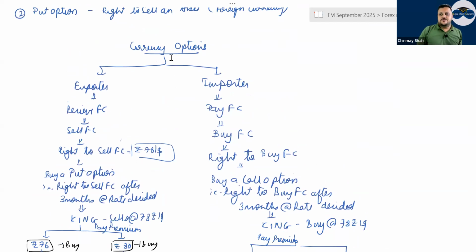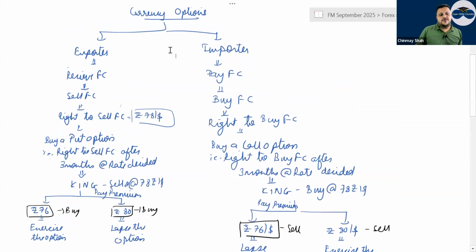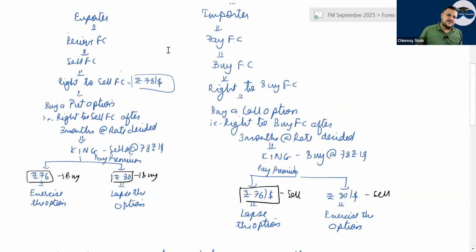Correct or not? So, for an exporter, he will receive foreign currency, he will sell foreign currency. That means he wants a right to sell foreign currency. That only means a right to sell option is a put option. So, exporter will always buy a put option. Correct or not? And he will pay a premium.